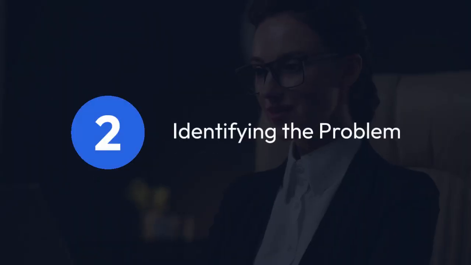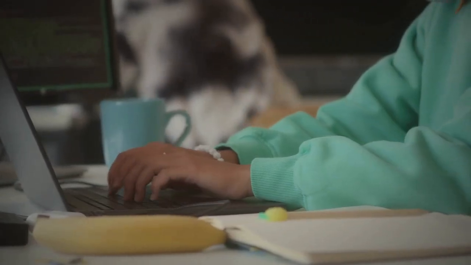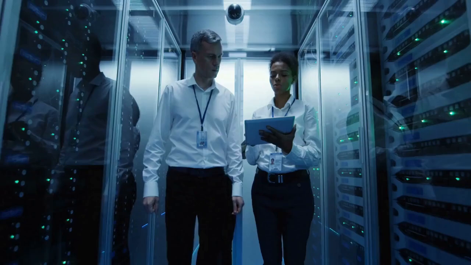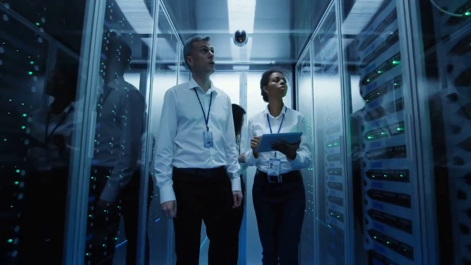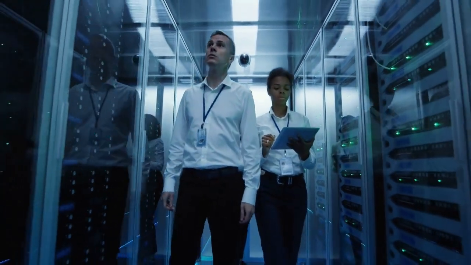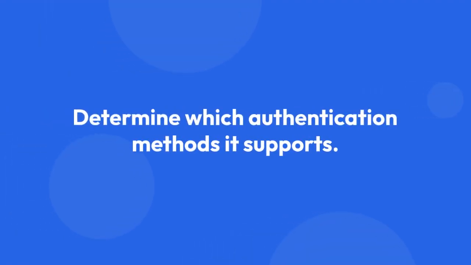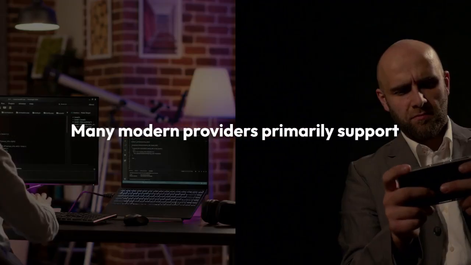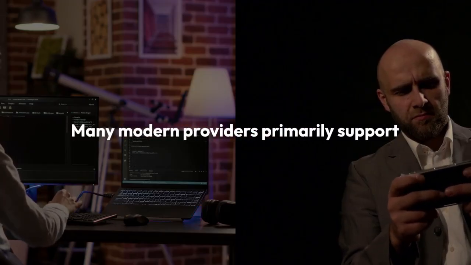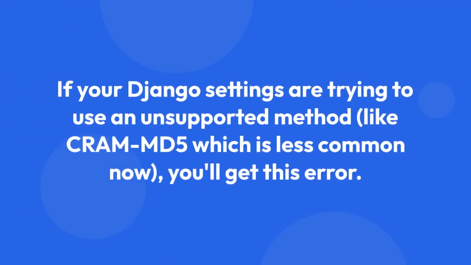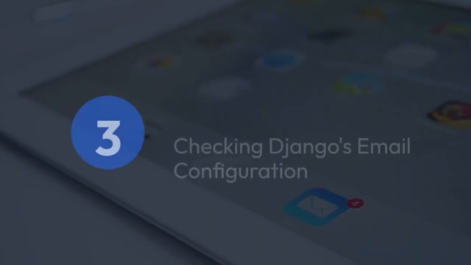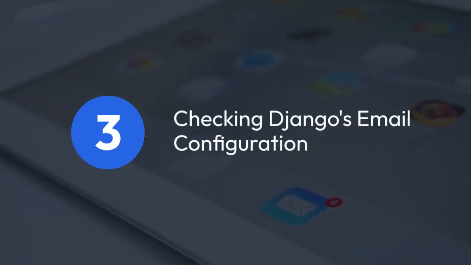2. Identifying the problem. The first step is to pinpoint the server's capabilities. Check the documentation for your email provider, like Gmail, Outlook, Yahoo, or a custom server, to determine which authentication methods it supports. Many modern providers primarily support login or plain. If your Django settings are trying to use an unsupported method, like CRAM-MD5, which is less common now, you'll get this error.